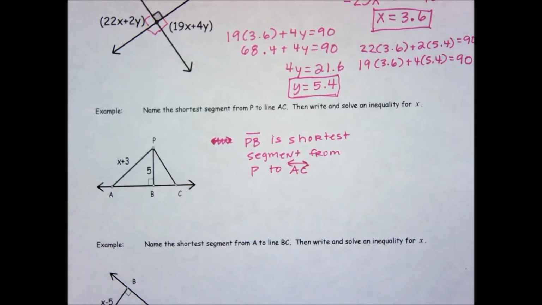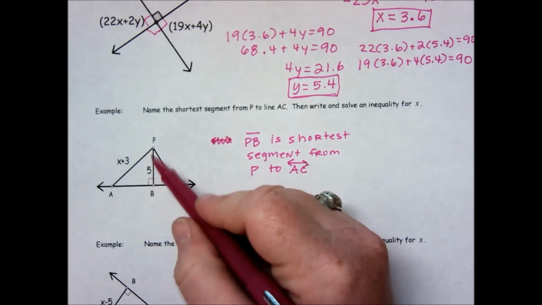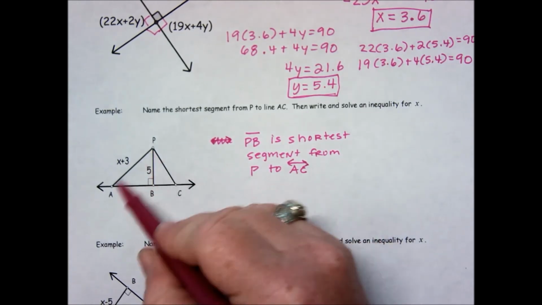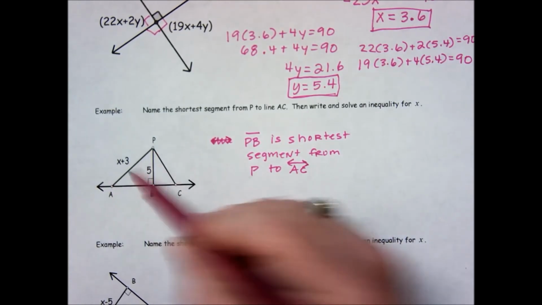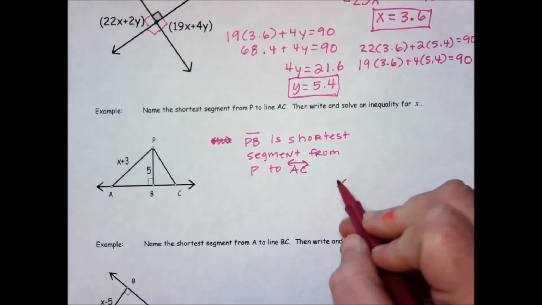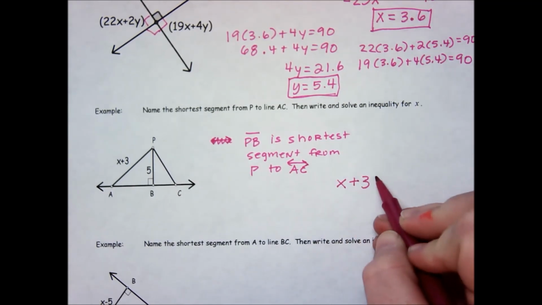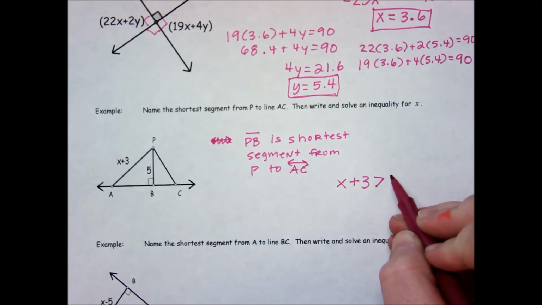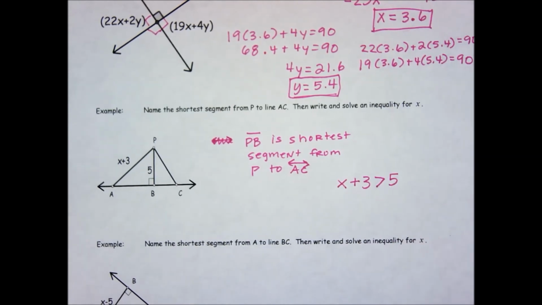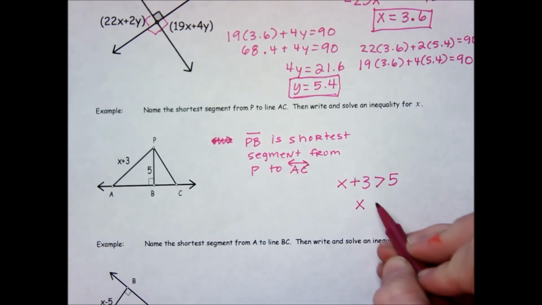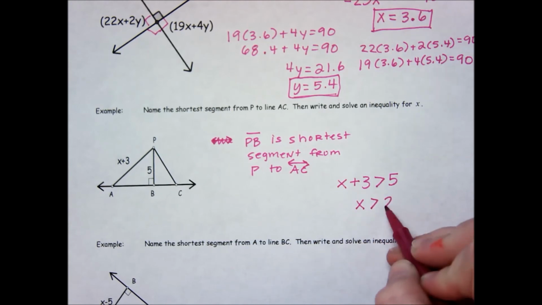So then it says write and solve an inequality for x. Well, if this is the shortest segment, I know that this segment AP has to be longer than it. So I know that x plus 3 has to be greater than 5. So then when I solve for x, I know that x has to be greater than 2.